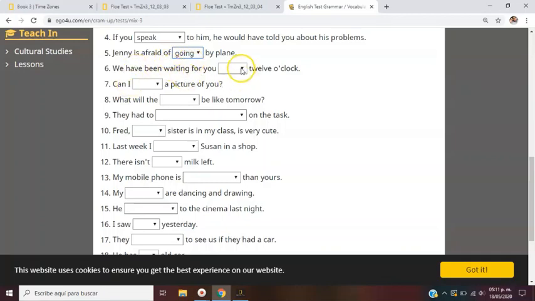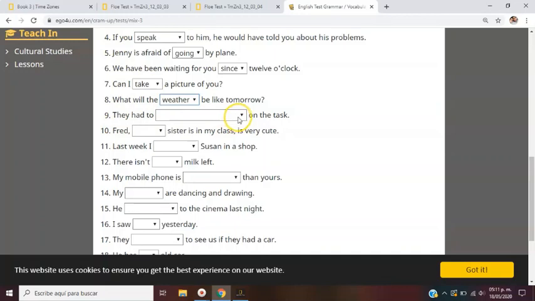We have been waiting for you since or for? Yes, since. Number 7. Can I a picture of you? Can I make, take, or do? Yes, exactly, take. What will they be like tomorrow? Weather or whether? Weather. These are homophones, which is cool, but remember one refers to the seasons, how they change, and the other is a polite way to say if.